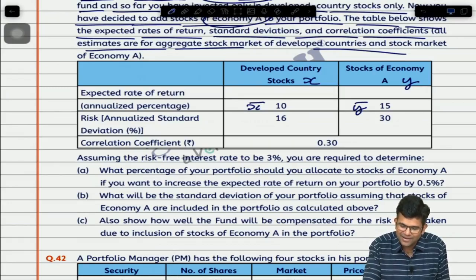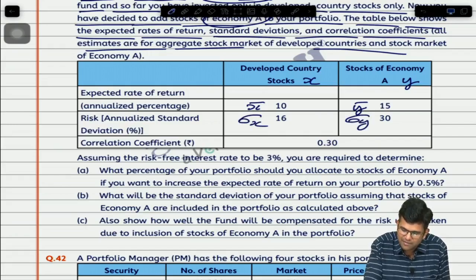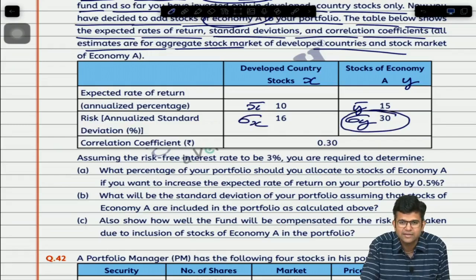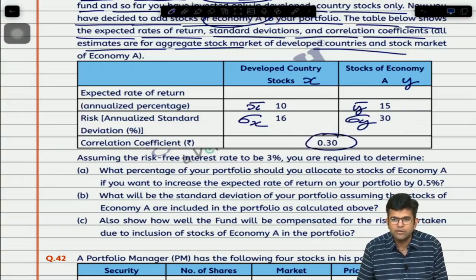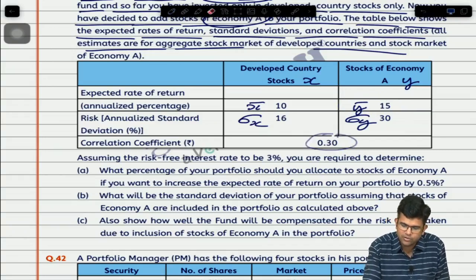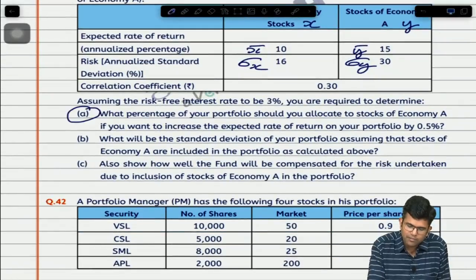So, developed country stocks and economy A stocks, right? Risk, sigma X and sigma Y. Can you see British stocks, high risk? Everybody clear, no? High risk stocks. But because they are high risk, there is high return also. Now, the correlation between the two stocks is 0.3.